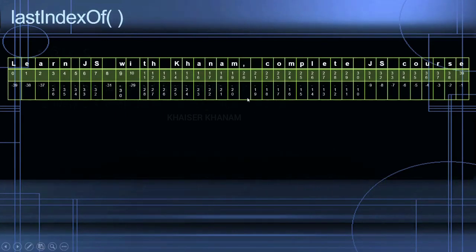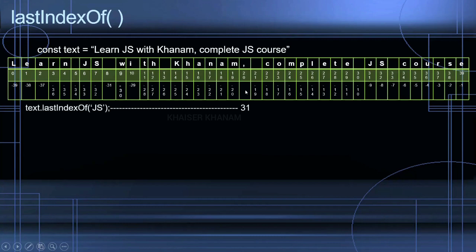And here we are having this position. Here also I have just missed here negative number. You just have to give here. You can see for last index, it is going to search for the last word. Here I am having JS, but it will not count here. We just have to find the last index. So it will give the result as 31.